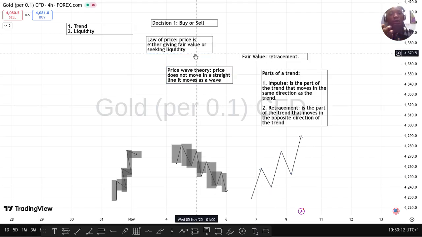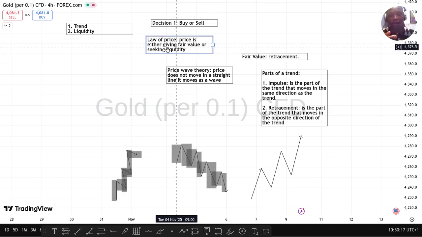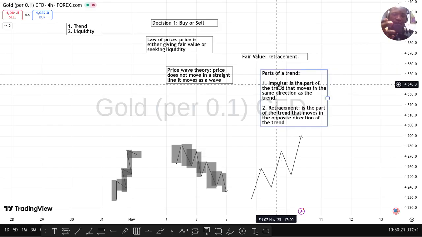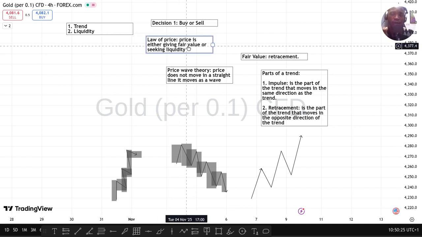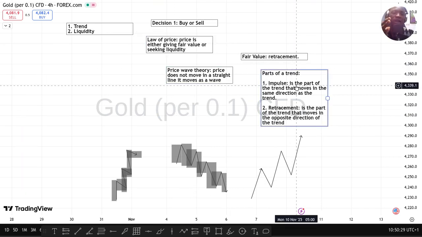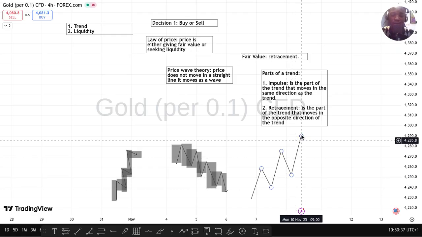And if you are a fast thinker, you would know at this point that seeking liquidity is simply referring to the market making an impulse move, right? If fair value refers to retracement, seeking liquidity refers to the market making an impulse move, right? As simple as that. So price is either giving fair value, retracing, or seeking liquidity, making an impulse move.